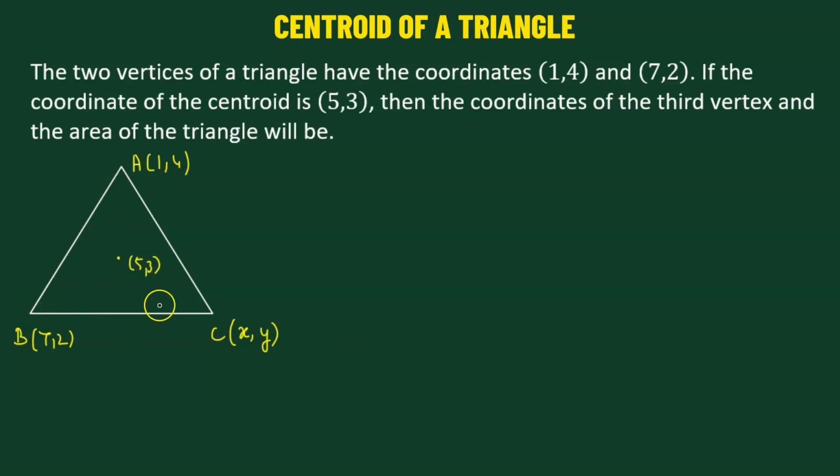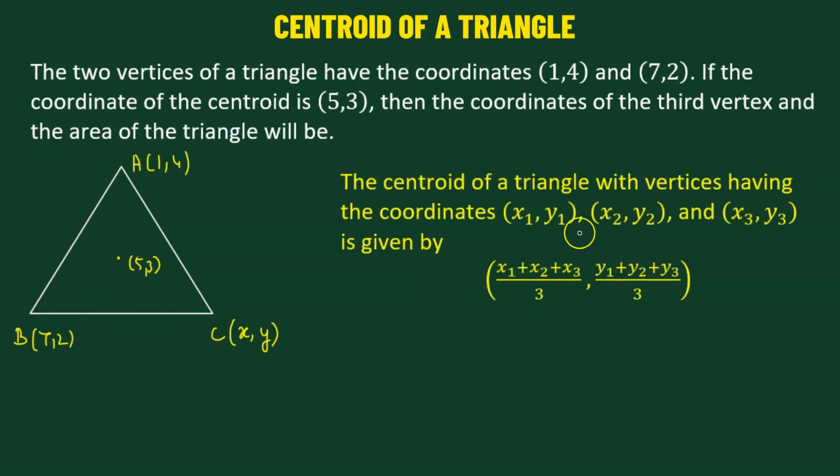Now, there is a formula for finding out the centroid of a triangle. Let's specify that particular formula. Let's say we have a triangle having vertices x1, y1, x2, y2, and x3, y3. Then the coordinate of the centroid is given by the expression where we take the x coordinates of each of the vertices, add them up, and divide by 3 to get the x coordinate of the centroid. And to find out the y coordinate, we take the sum of the y coordinates of each of the vertices and then divide it by 3.